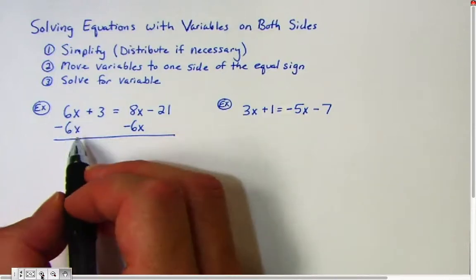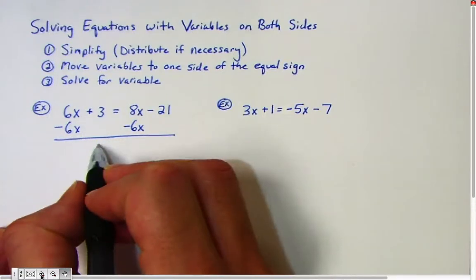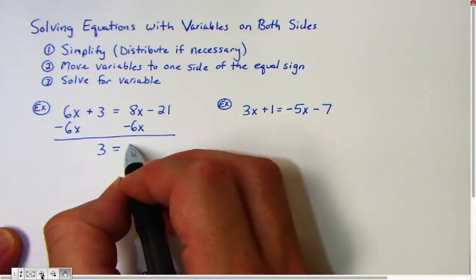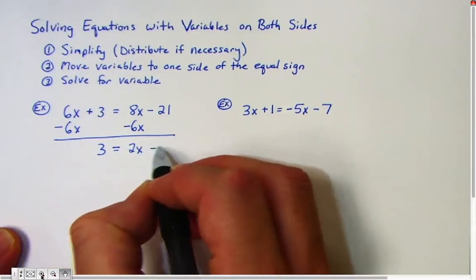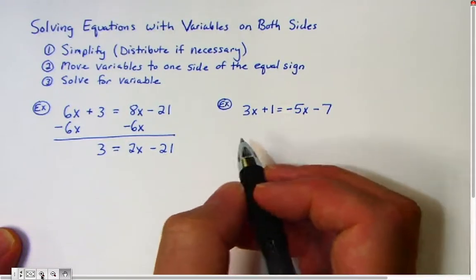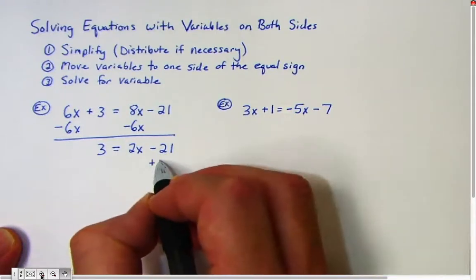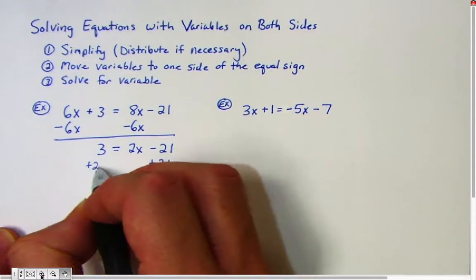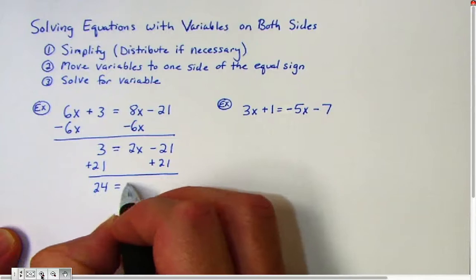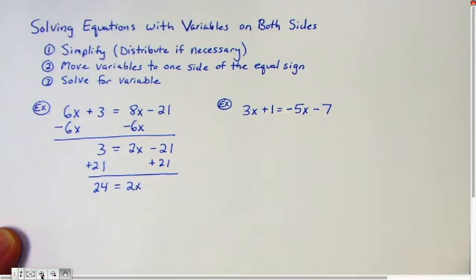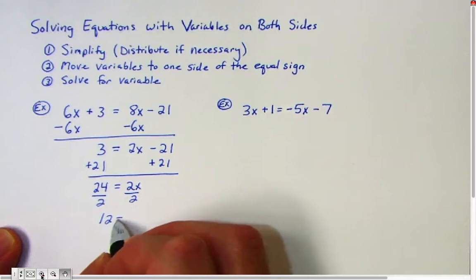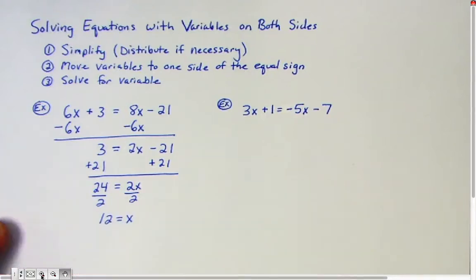The 6x minus the 6x, that becomes 0, so just rewrite 3. 8x minus 6x is 2x minus 21. Now solve this problem like you have before. Add 21 to each side, and you get 24 is equal to 2x, and divide each side by 2, and you find that x is equal to 12.